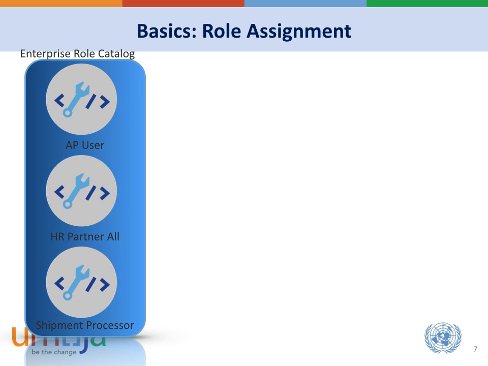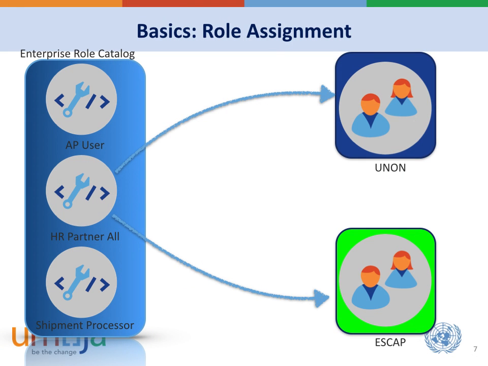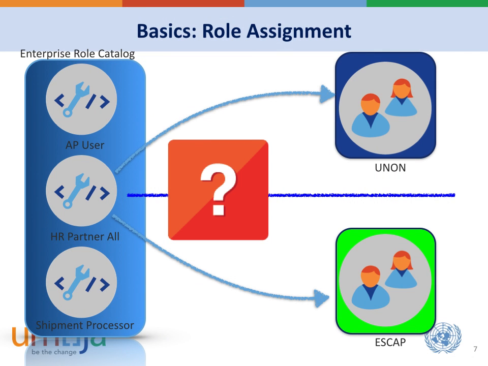Then we move on to the role assignment. From the role catalog, the role assignment is performed based on the role mapping. In this example, I'm taking HR partner all, and I'm going to give it to UNON HRMS staff and SCAP HRMS staff. Please note there is no difference between the two in terms of the executional capabilities. Then you might ask, how can we enforce the data domain? How can we restrict the UNON HR partner to manage only UNON staff members and not SCAP staff members?